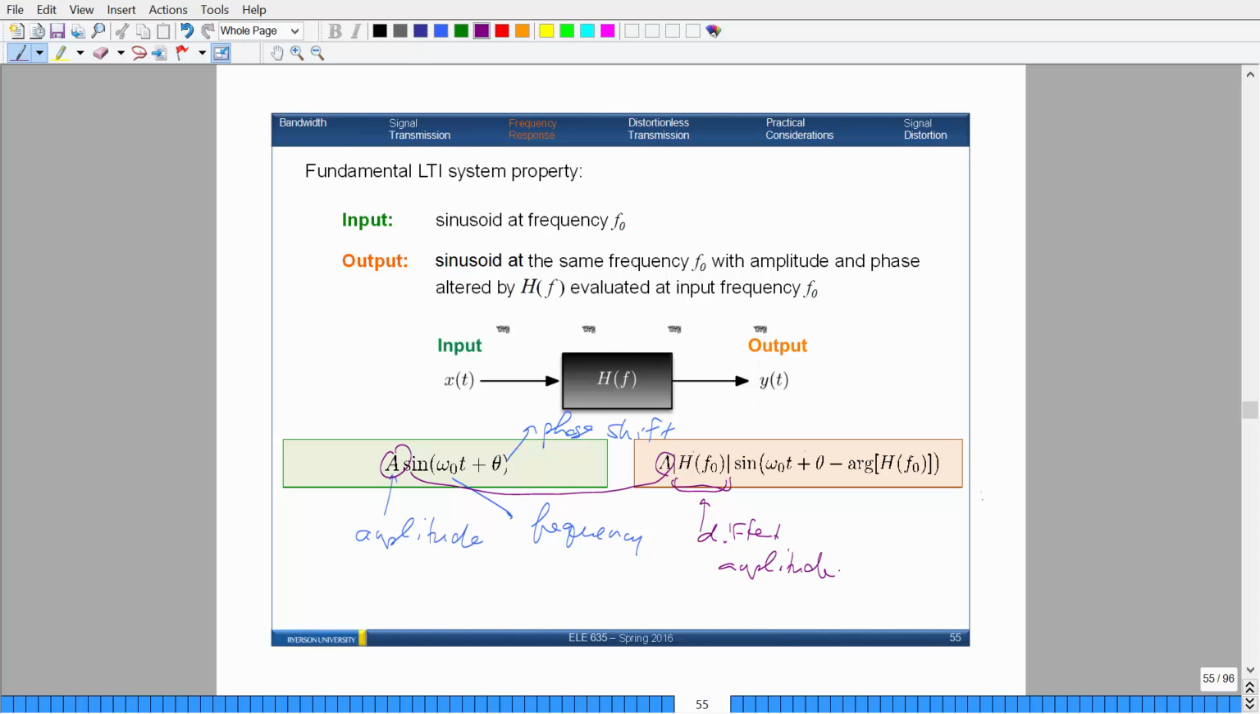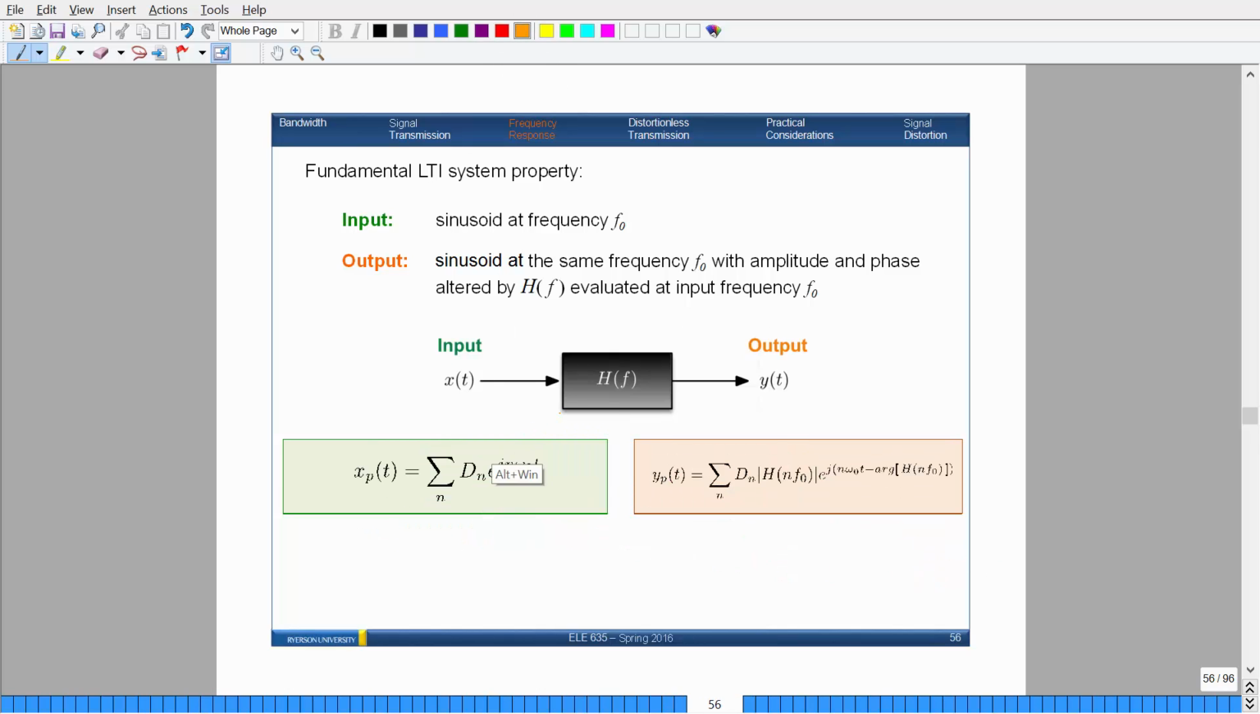Okay. Notice that the frequencies are also the same. So here and here, same frequencies. Also, we have the same phase shift as well.